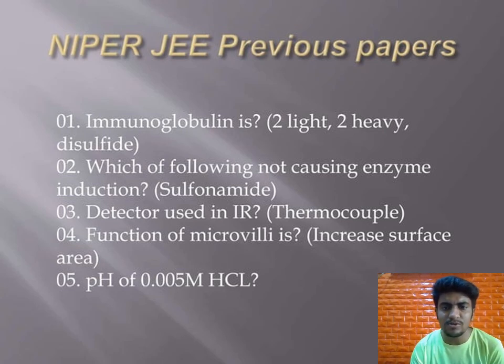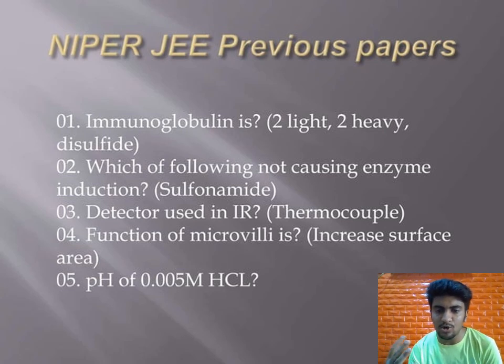So the first question is: immunoglobulin is... The question was how many chains are present in immunoglobulin and what is the linkage? So it is a disulfide linkage with two light chains and two heavy chains, kappa and lambda. You would have heard about light chain and heavy chain, right? The antibody is Y-shaped.